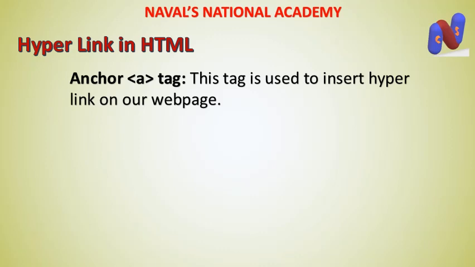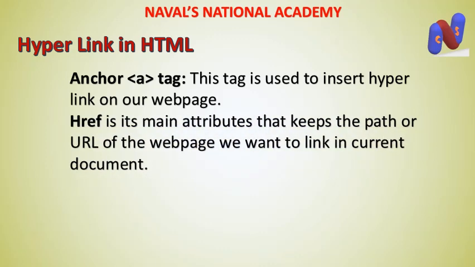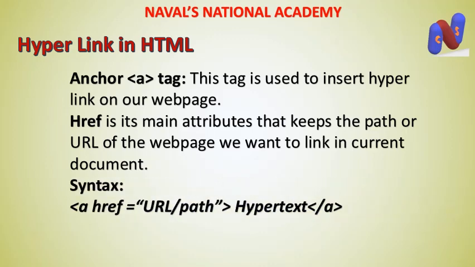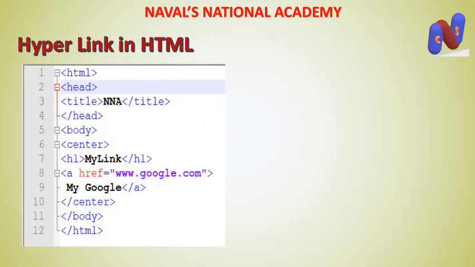How to insert a hyperlink? With the help of the anchor tag we can insert a hyperlink. This tag is used to insert a hyperlink on our web page. href is its main attribute that keeps the path or URL of the web page we want to link in the current document. Now href equals URL or path, then the hypertext, and we have to close the anchor tag. Now just consider the code.